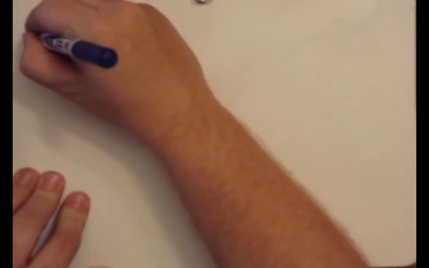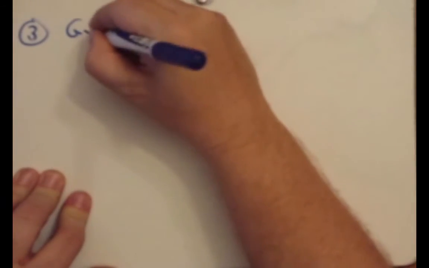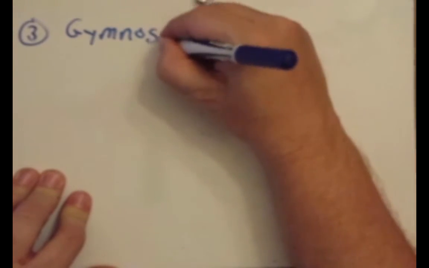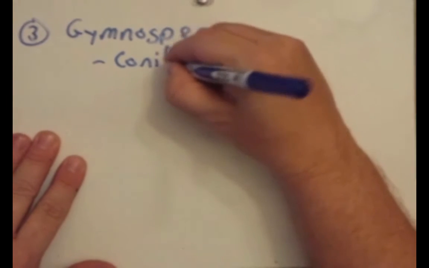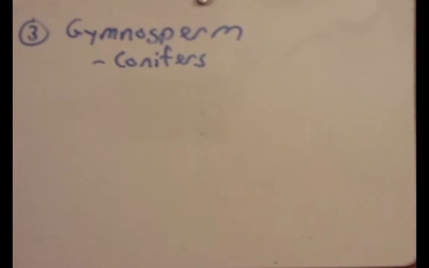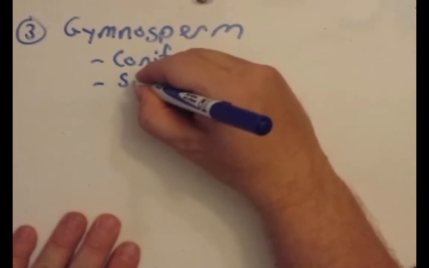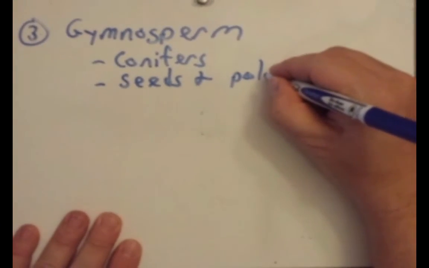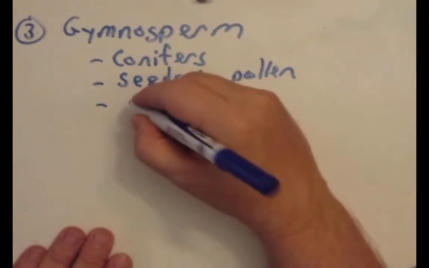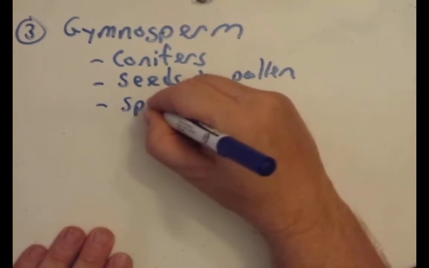In the fourth objective, we talk about the third group of plants known as the gymnosperms. These include your conifers. Conifers are like the evergreens we see, the Christmas trees. Those are our conifers. Their key adaptation is that they have seeds and pollen. Gymnosperms are also dominated by the sporophyte.